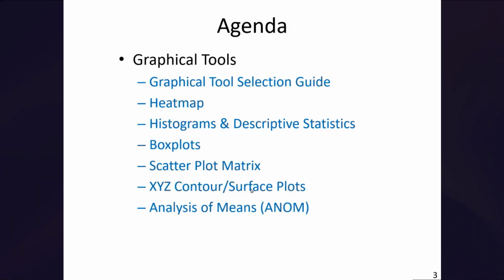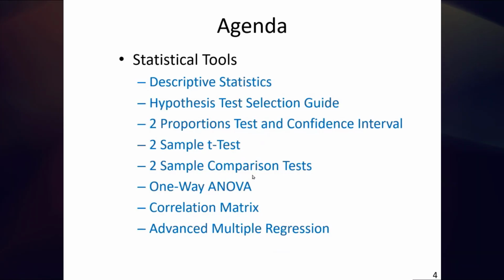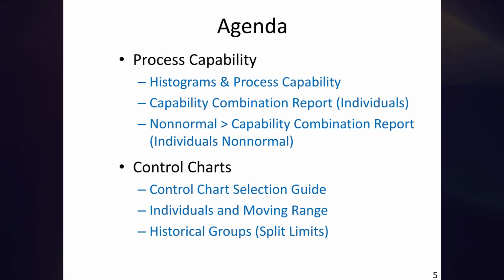And then we'll look at statistical tools: descriptive statistics, hypothesis test selection guide, two proportions test and confidence interval, two sample t-test, two sample comparison tests, one-way ANOVA, correlation matrix, and advanced multiple regression. Then we'll look at process capability and control charts.